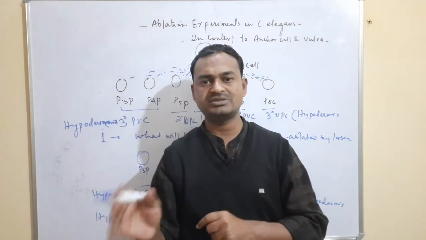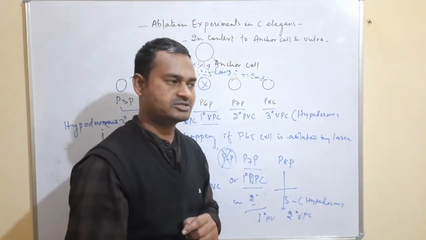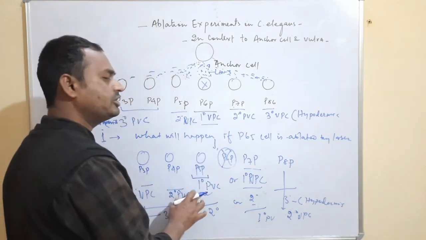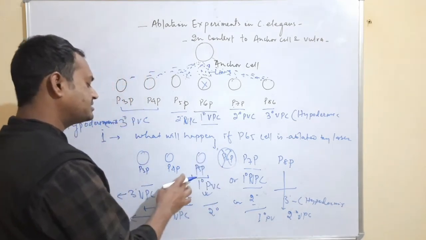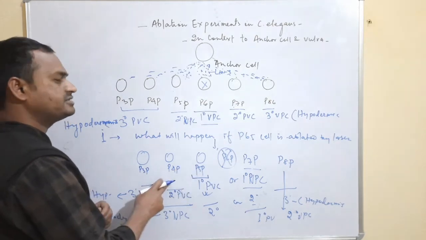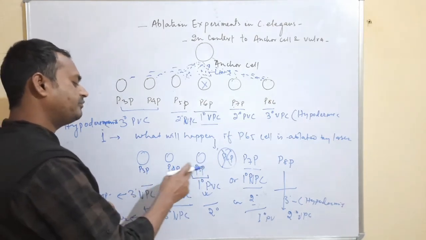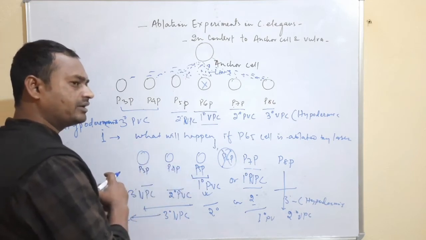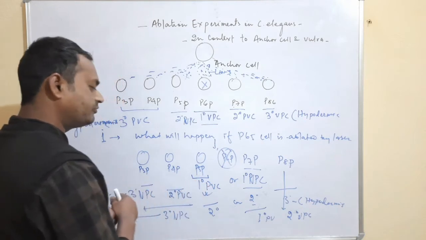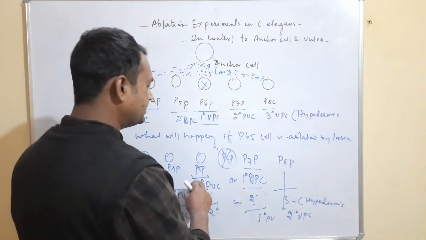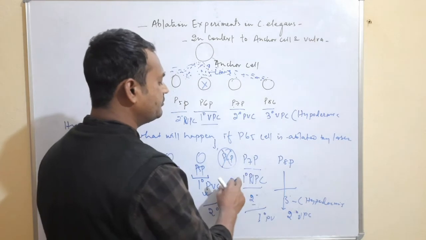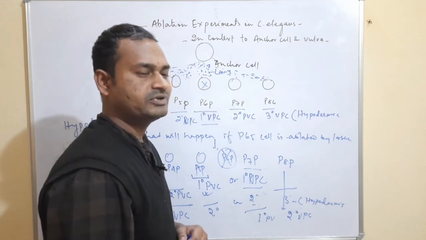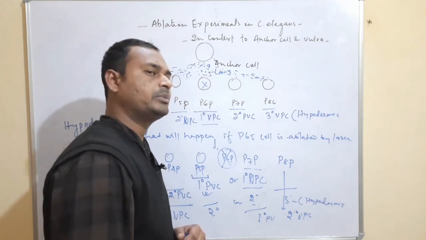Either P5.p or P7.p will acquire the vulval precursor cells. Okay, if P5.p acquires the vulval precursor cells, then P5.p will be the primary vulval precursor cell, and the cell which is adjacent to P5.p will acquire the secondary fate, and the remaining will acquire the tertiary fate, and that will form the hypodermis. Okay, means here in this case the P7.p will acquire the secondary fate, and P8.p will form the hypodermis, will acquire the tertiary fate of the vulval precursor cells.